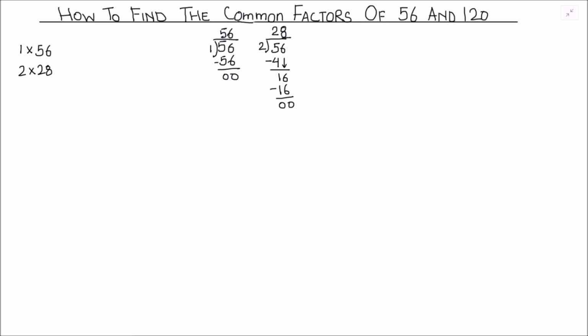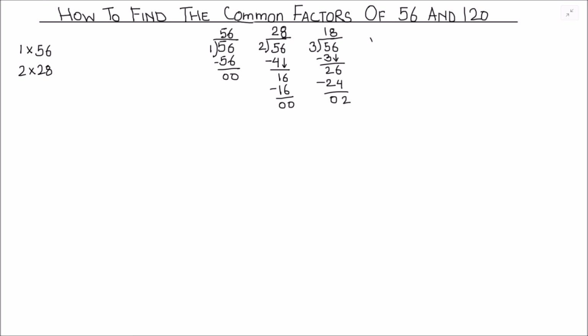Next we'll divide 56 by number 3. 3 times 1 is 3. And then 2 is the remainder. We'll drop down 6, so it becomes 26, and 3 times 8 is 24. So here we are getting a remainder. That means 3 is not a factor of 56.